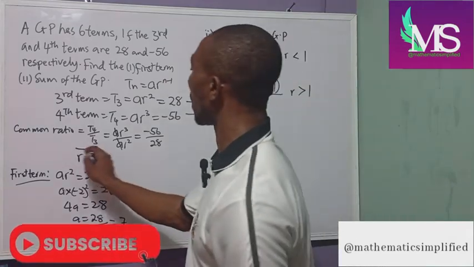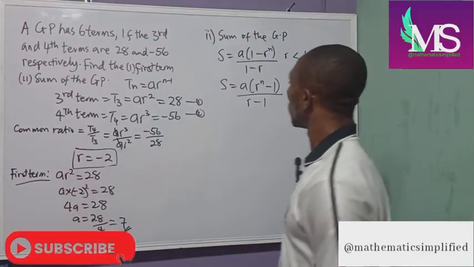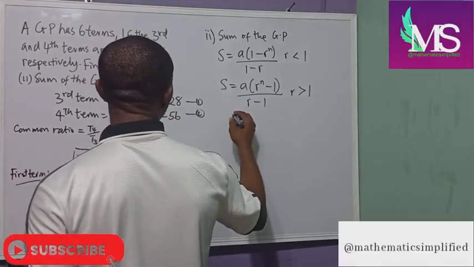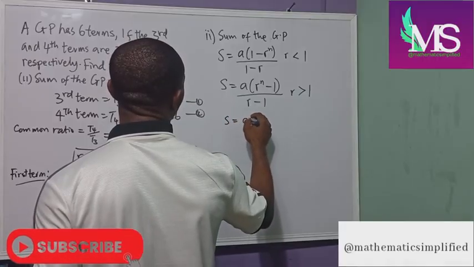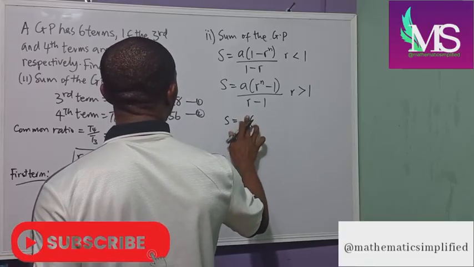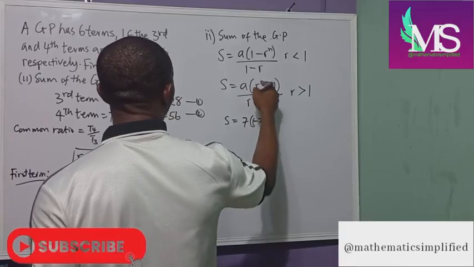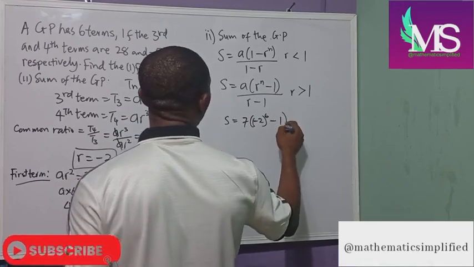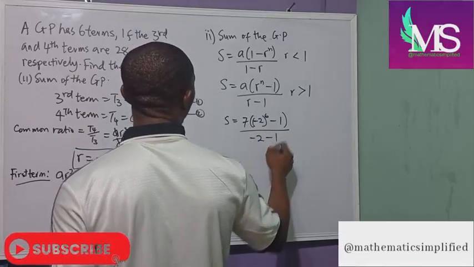But in this case, our r is minus 2, so it's greater than 1. So we are going to use S equals a bracket r raised to power n minus 1, all over r minus 1, where our a is 7 and our r is minus 2, with n raised to the power 6. So we have minus 2 raised to 6, minus 1, all over minus 2 minus 1.